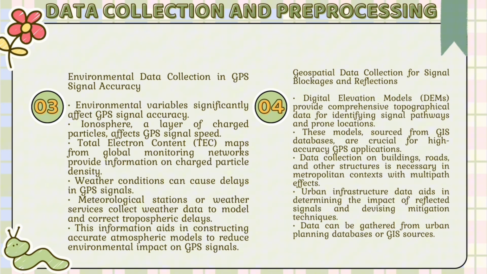Geospatial data collection for signal blockage and reflection. Digital elevation models (DEM) provide comprehensive topographical data for identifying signal pathways and blockage-prone locations. These models sourced from GIS databases are crucial for high accuracy GPS applications. Data collection on buildings, roads, and other structures is necessary in metropolitan contexts with multi-path effects. Urban infrastructure data aids in determining the impact of reflected signals and devising mitigation techniques. Data can be gathered from urban planning databases or GIS sources.